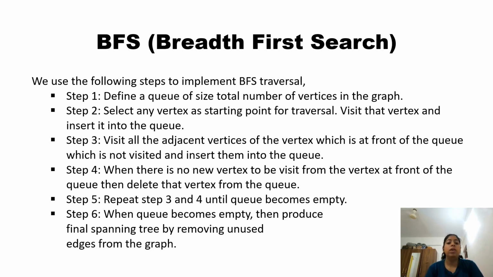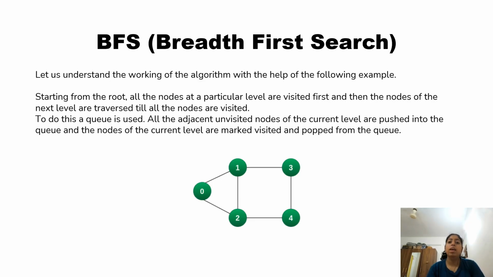Step 4. When there is no vertex to be visited from the vertex at the front of the queue, then delete that vertex from the queue. Step 5. Repeat step 3 and 4 until queue becomes empty. Step 6. When the queue becomes empty, then produce final spanning tree by removing unused edges from the graph. Now, let us understand the working of the algorithm with the help of the following example.